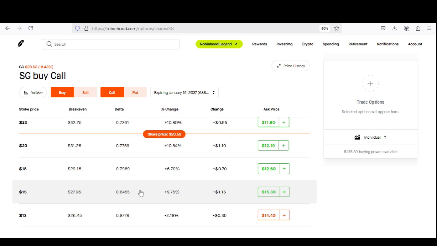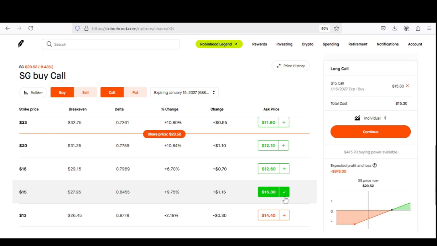Now, because the LEAPS option is a buy strategy, we're going to have to pay some kind of money to acquire it. The money we're going to be paying is going to be $15.30. Now, $15.30 in the real world is going to work out to $1,530. Each option contract, once again, is multiplied by 100 shares. So, as you can see here, the Robinhood name is a long call, but we all know it's a LEAPS option.